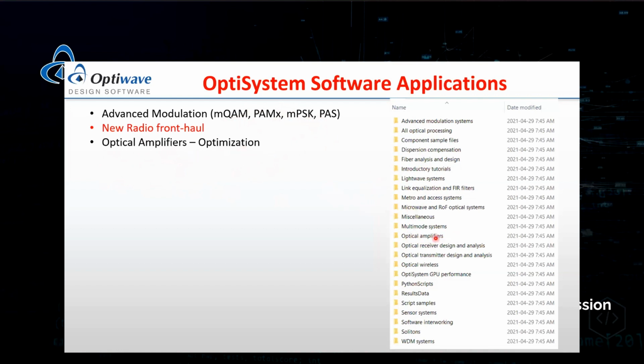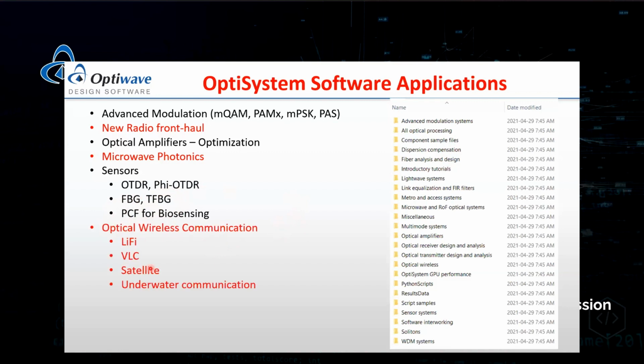Optical amplifiers, there are examples on optimization. So if you go to optical amplifier libraries, there's a huge library there with examples on different types of amplifiers. We support microwave photonics, we support sensors, with examples on Phi-OTDR, on OTDR, on using FBGs, as well as tilted grating, which we added in version 21. There are some examples of how to use other software, like OptiMode, to design photonic crystal fibers and then use this photonic crystal fiber for sensing in collaboration with OptiSystem.